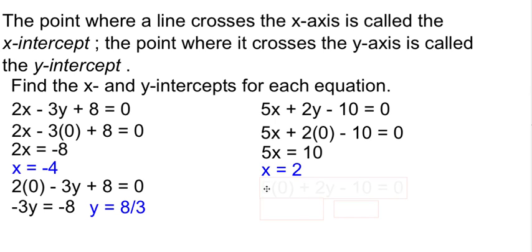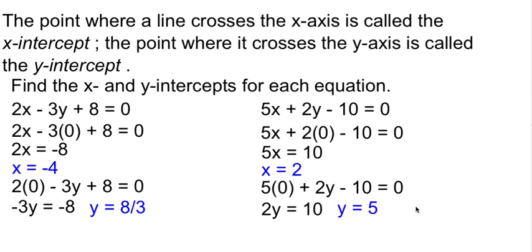If x is 0, 5 times 0 plus 2y minus 10 equals 0. Move the 10 over, we have 2y equals 10. So y is 5. Your y-intercept is 5.